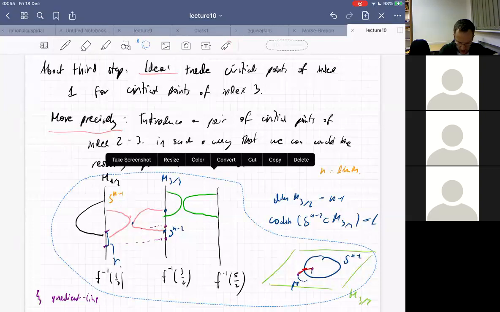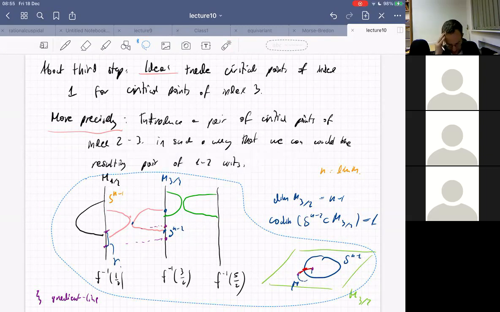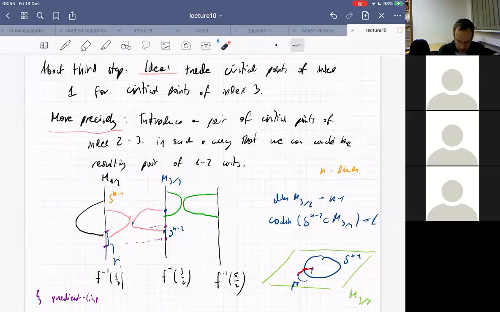Can you please repeat why we have the circle that intersects S^{n-1} in precisely one point? Because we start with this red arc. We take the endpoints, and this red arc intersects S^{n-1} in precisely one point. And then we cap it by the part from here that closes the arc from the other side. Okay, thanks.